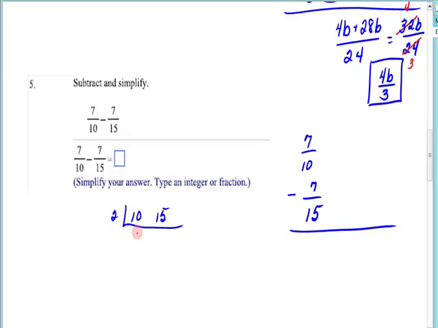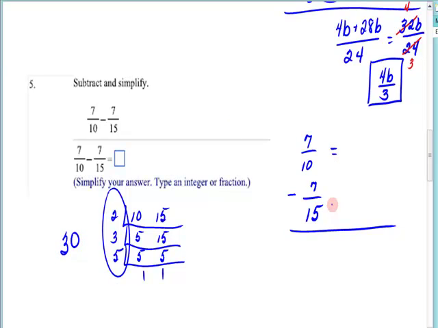2 will go into 10 5 times. It doesn't go into 15. 2 doesn't work anymore, but 3 does. It doesn't go into 5, but it goes into 15 5 times. And then 5, 1, 1. If I multiply 2 times 3 times 5, I'll get 30. The common denominator is 30.